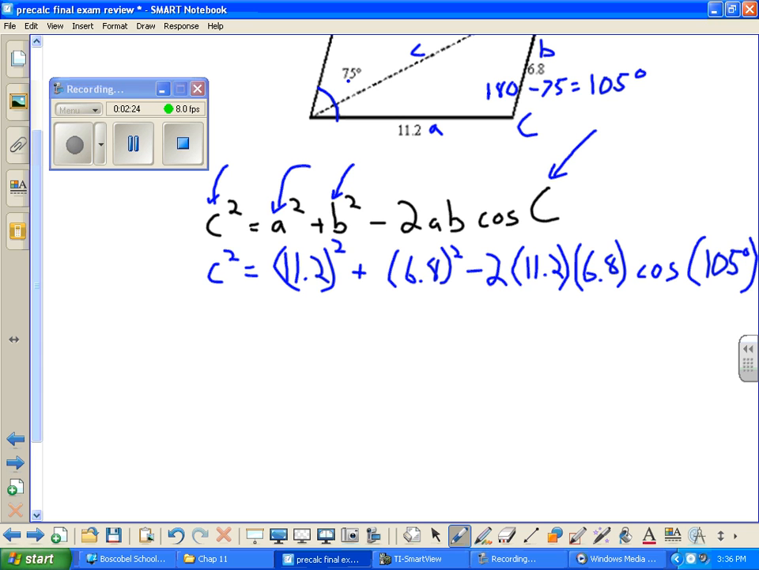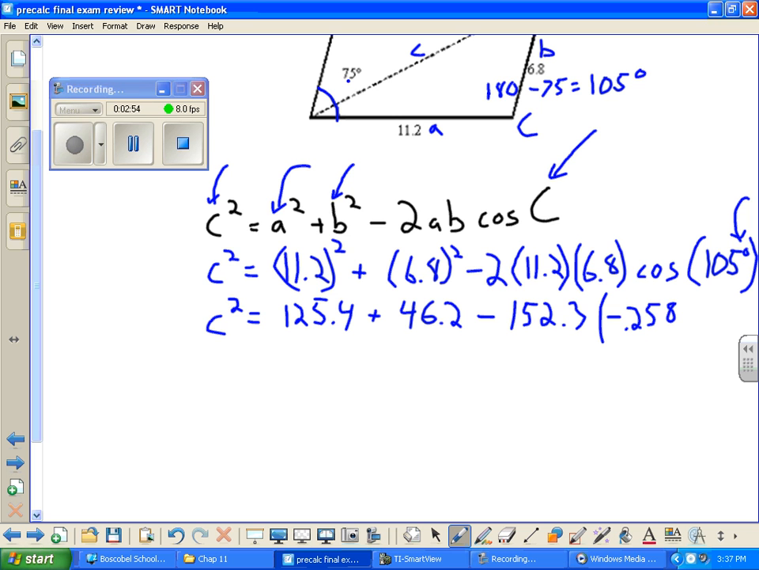So I have c squared is equal to 11.2 squared, which is 125.4, plus 6.8 squared, which is 46.2, minus 2 times 11.2 times 6.8, which is 152.3, times the cosine of 105 degrees. And again, make sure your calculator is in degrees. You should get negative 0.2588.